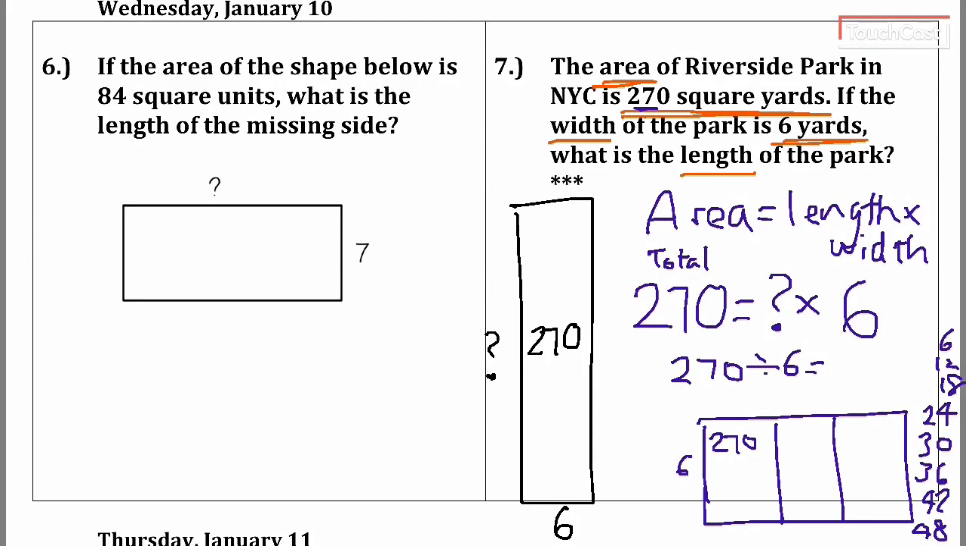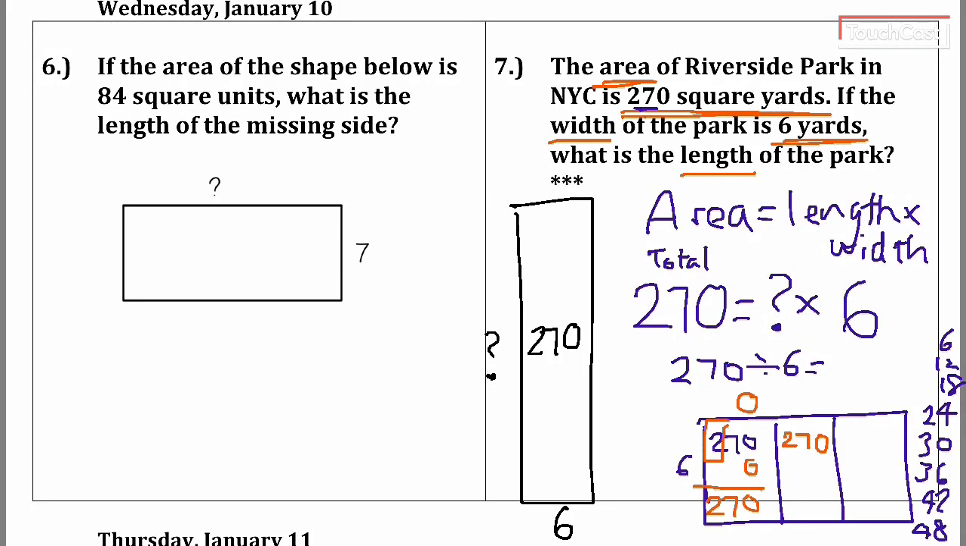Okay, let's take a look at the hundreds place. How many hundreds are in 270? Well, there's just 2 hundreds. And if I skip count by 6 even one time, I'll go over. So I'm not going to use any hundreds. And now my 270 moves over to the tens place.